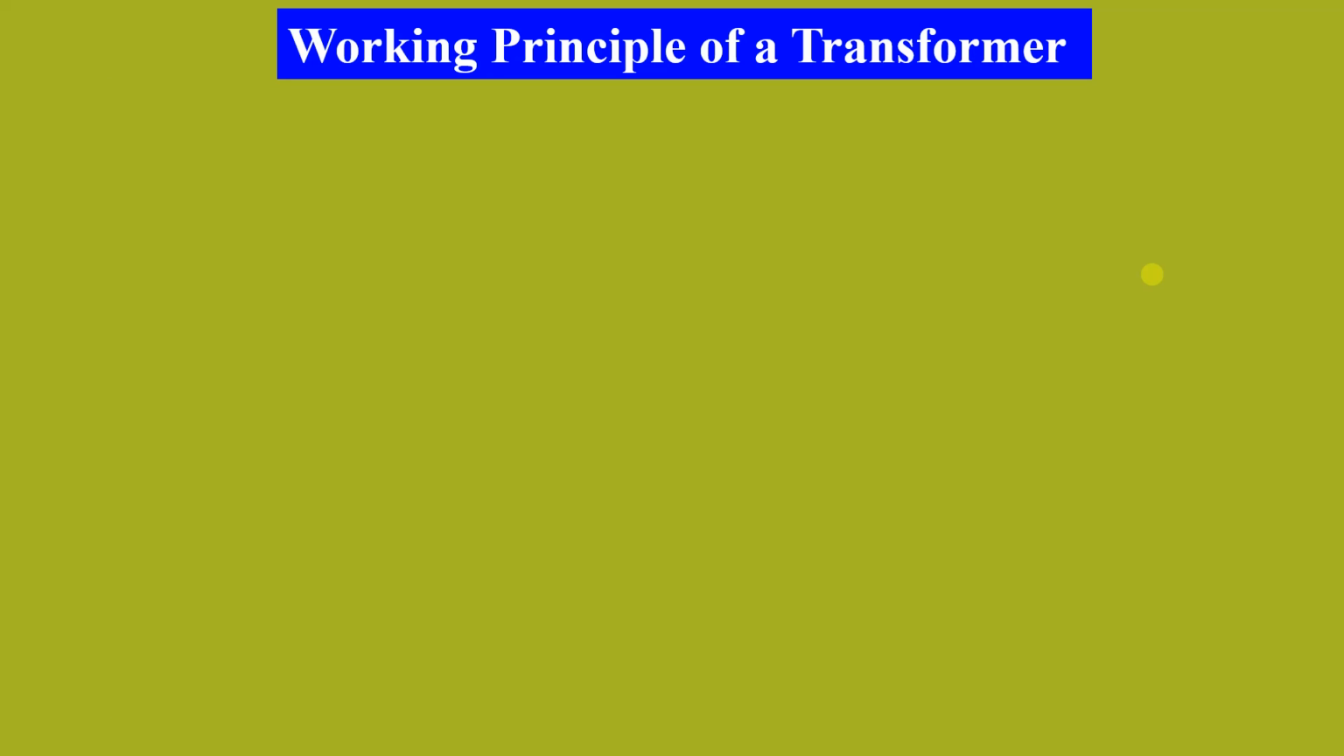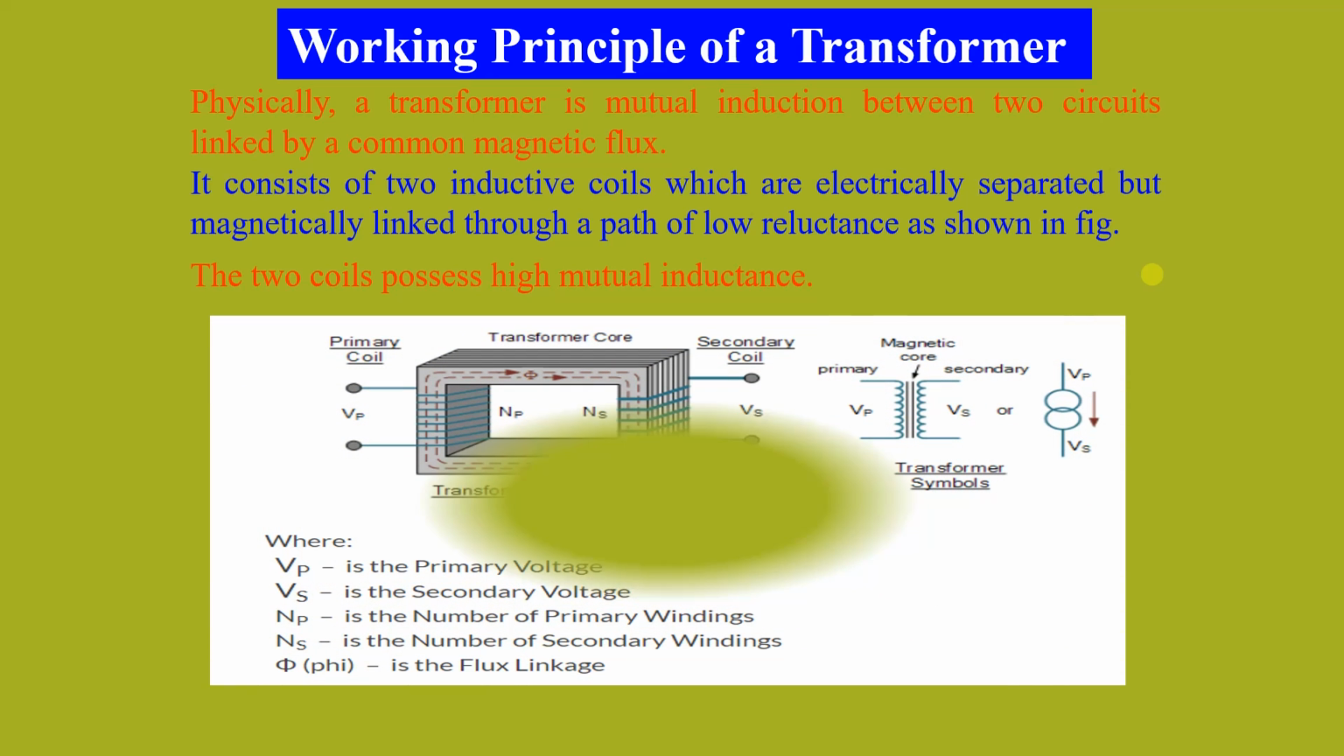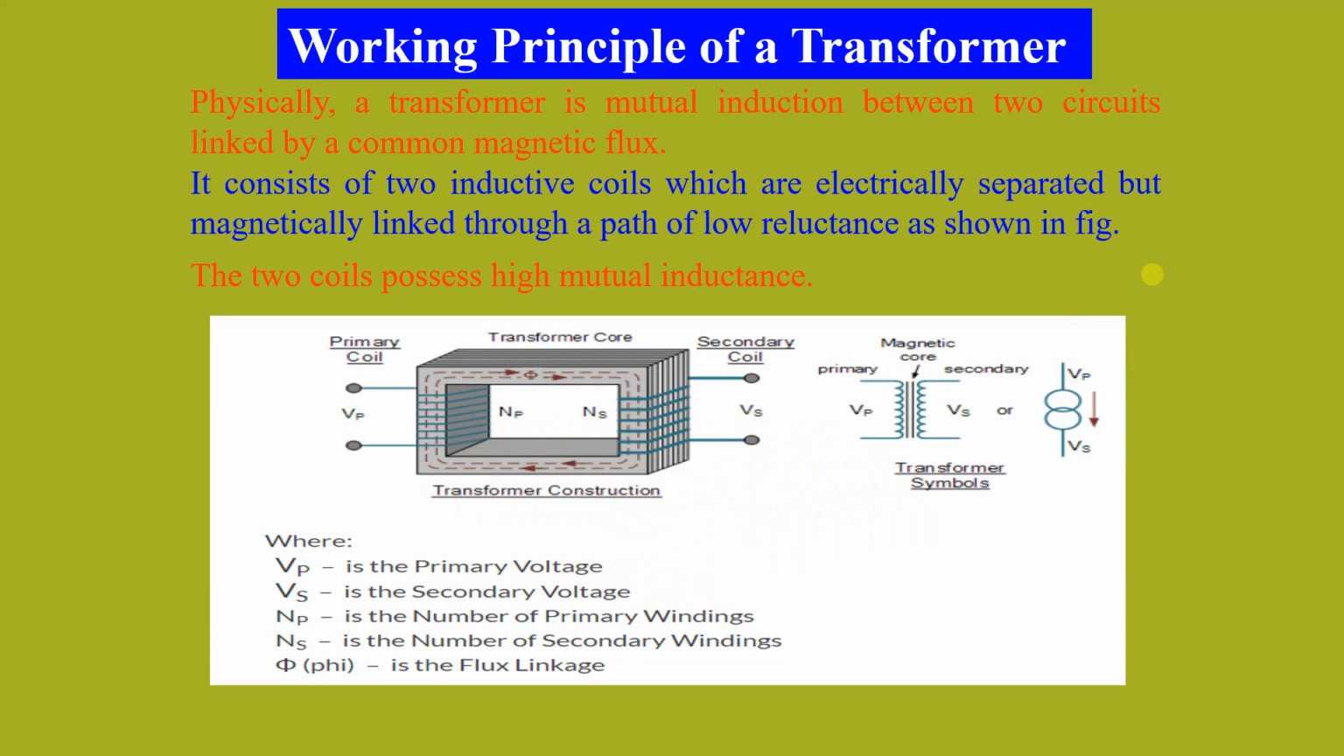Now we are moving on to the working principle of a transformer. Physically, a transformer is mutual inductance between two circuits linked by a common magnetic flux. It consists of two inductive coils which are electrically separated but magnetically linked through a path of low reluctance, as shown in the figure. The two coils possess high mutual inductance. This diagram shows the basic principle of the transformer.